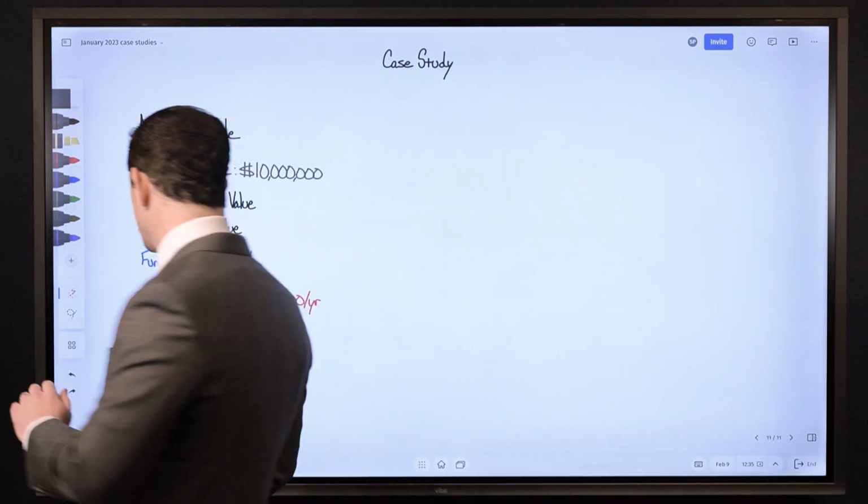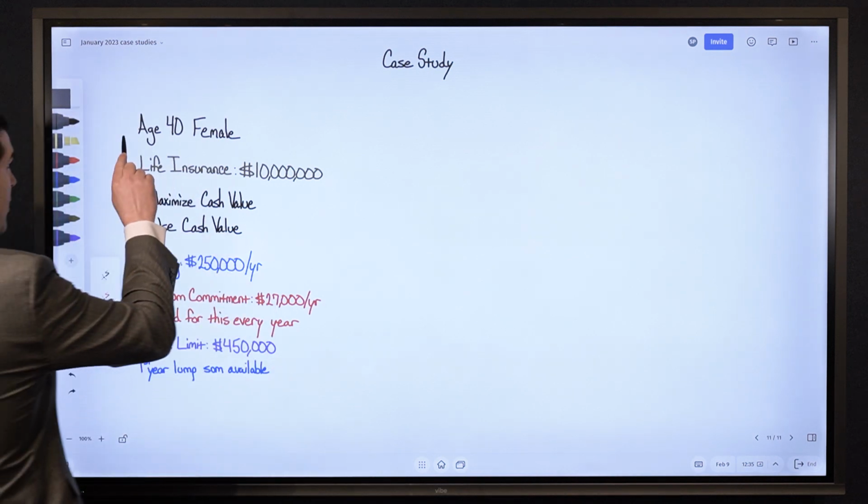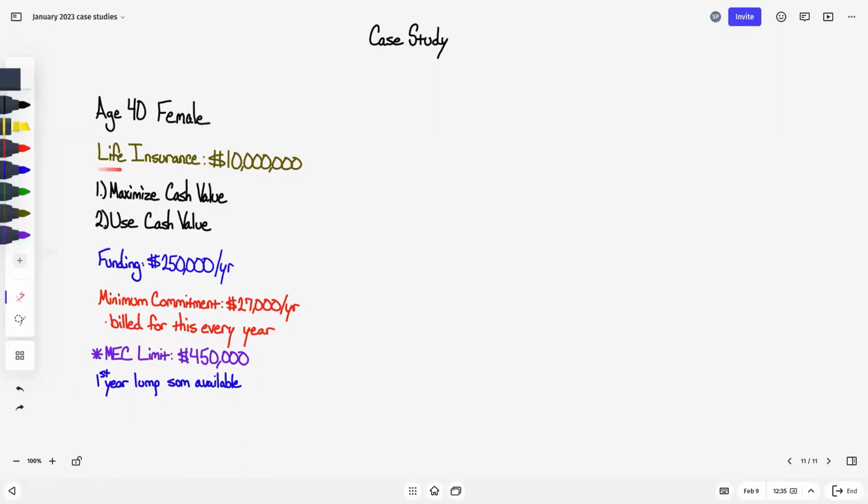You may know what I mean when I say that feeling. So let's first take a look at some of the details here. We've got a 40-year-old female. We've got a life insurance policy with a total death benefit of $10 million. That's the amount we were approved for and what we are proceeding with in this particular case. The goals are as follows: maximize cash value and then use the cash value. The funding we're looking at is $250,000 per year for at least 10 years. She may want to fund the policy longer. She does have the ability to do that, but what we'll focus on is a 10-year funding period, just because that's primarily what we've looked at thus far.